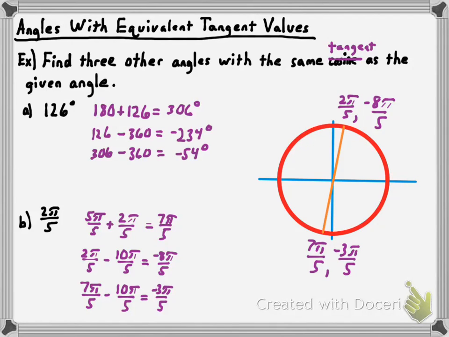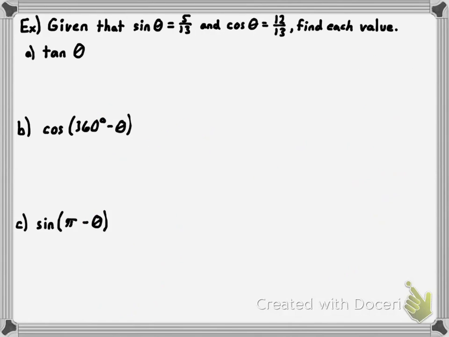Alright, one more set of examples, guys, and we'll be done with this. Given that the sine of an angle theta is 5/13 and the cosine of an angle theta is 12/13, I want us to find several values here. The reason why I want us to practice this is it has things like 360 minus theta or pi minus theta, and you might think, well, I don't know what theta is, so how am I going to find out what 360 minus theta is, and so forth. But I'll talk you through how you do it.